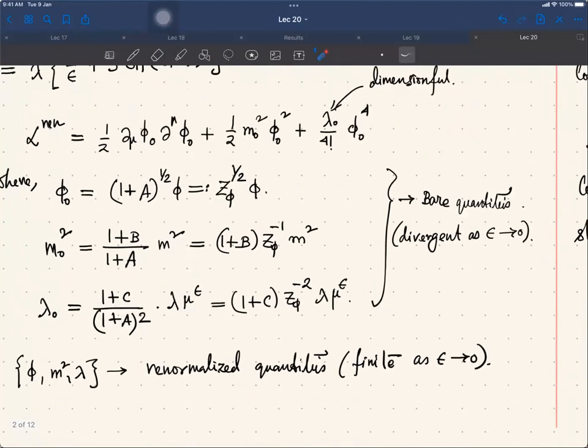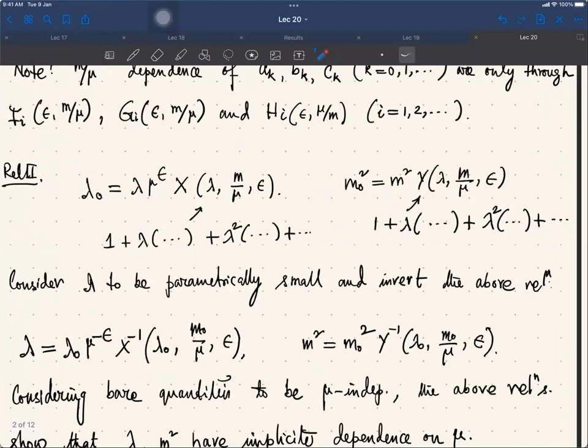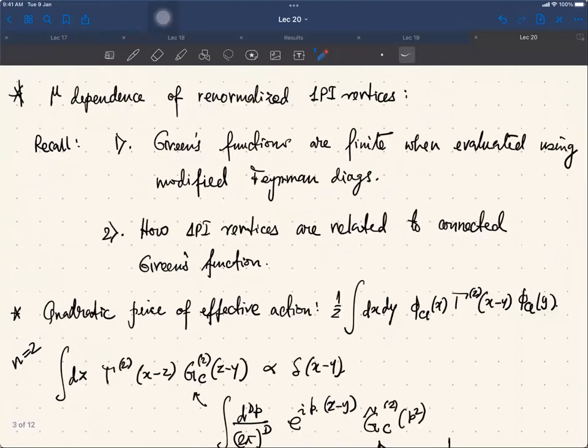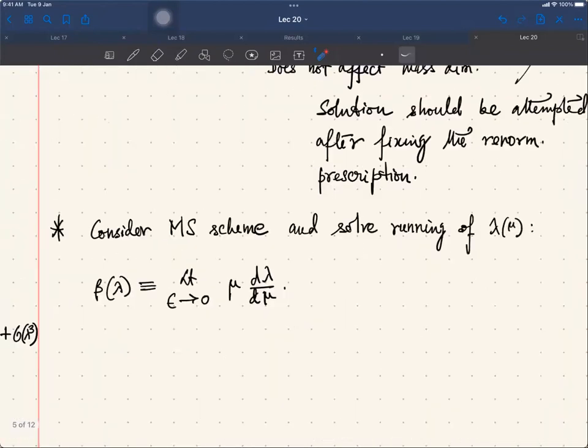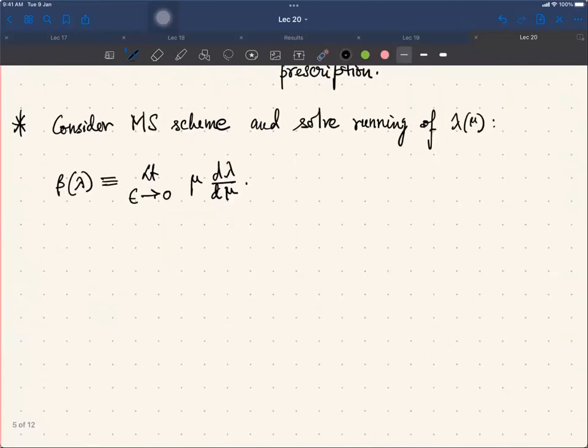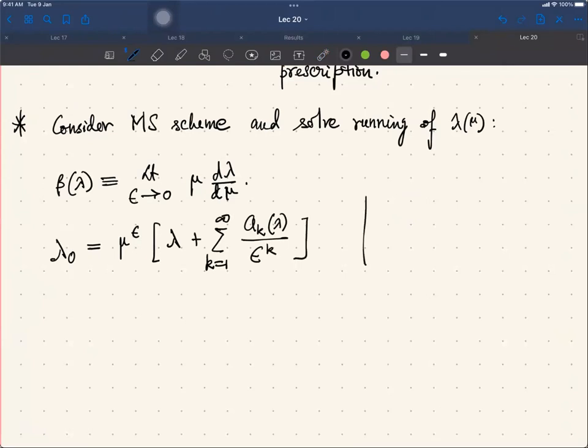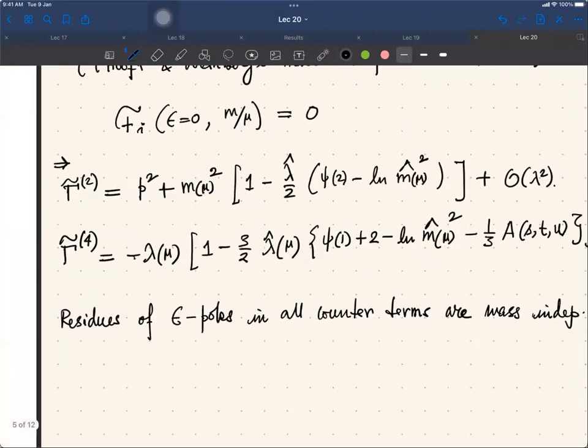Okay, so let us collect all these results and write it down here. So the relation between the bare coupling and the renormalized coupling will be given by mu to the power epsilon times A0, which is given by lambda, plus the sum over k equals 1 to infinity of ak lambda divided by epsilon to the power k. Where in our calculation, we have calculated A1 as I just explained.